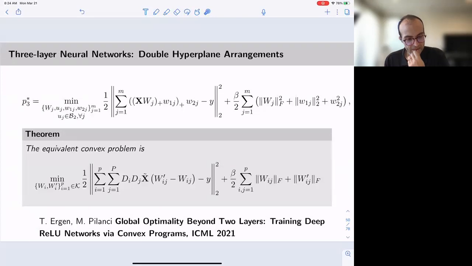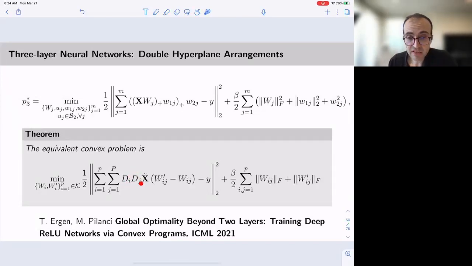Okay, so finally, what happens if you have a deep network and you want to train it jointly over all the layers, or 3-layer or deeper, right? So we will have one more ReLU layer here. So again, it turns out there is a convex program, right? The regularization is sum of Frobenius norms. And here we have a double sum that looks like sum d_i d_j. These are what we call double hyperplane arrangements. Since we have 2 ReLU layers, we have to look at the possibilities you can have in data separation in both of these layers, right? This d_i d_j, there's a definition, but it is just like before.